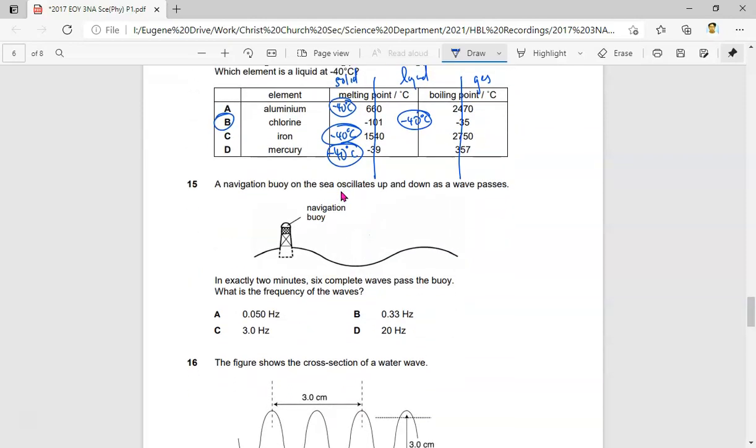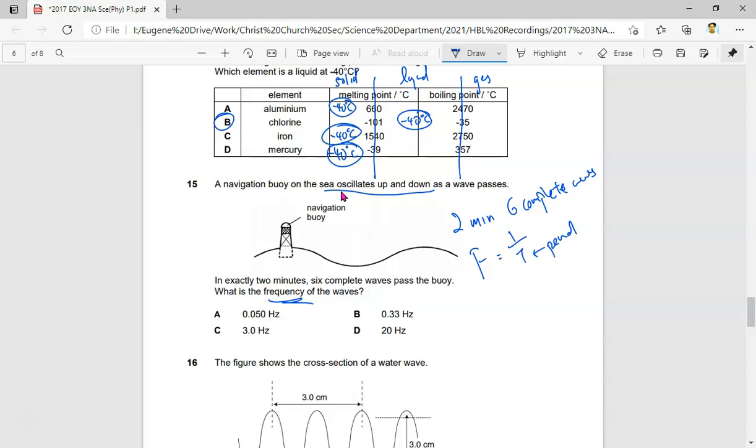Next, question 15. A navigation buoy on the sea oscillates up and down as a wave passes. In exactly 2 minutes, 6 complete waves pass by. So in 2 minutes, I get 6 complete waves. What is the frequency of the wave? First thing, let's find the period, because I'm going to use f equals 1 over T. If I can find the T, which is period, I can find f.